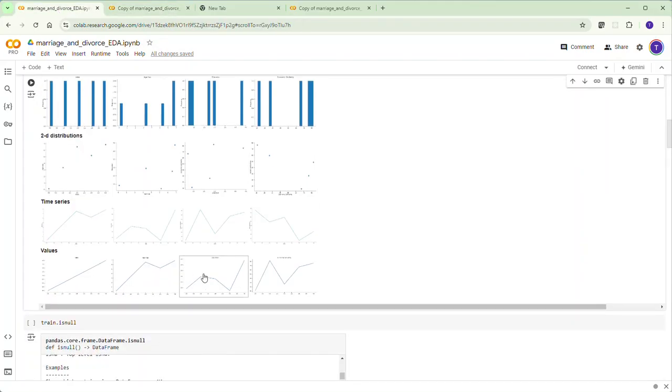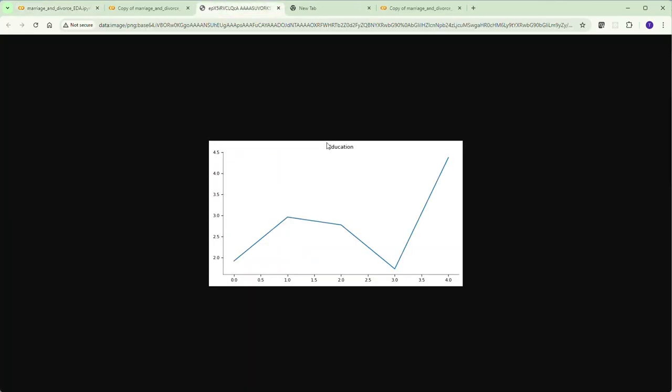There's another one here. Let's see, open this one up. This is education, based on education similarities. If the education is close, it appears that the divorce probability is low. However, as you get into a greater gap in the education, the probability increases.